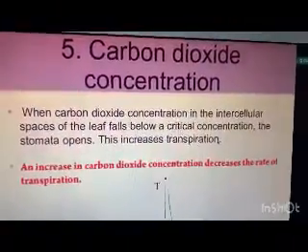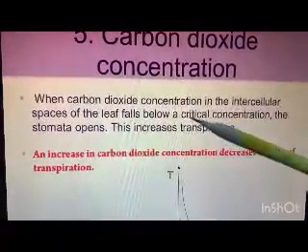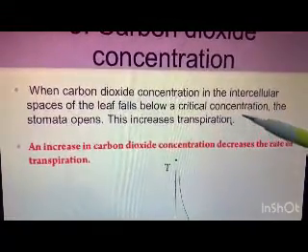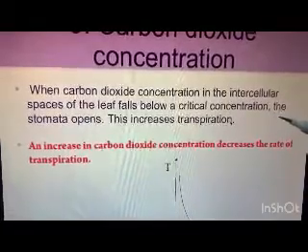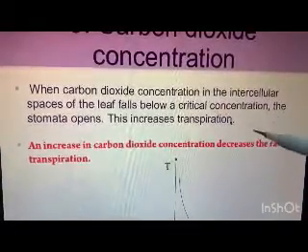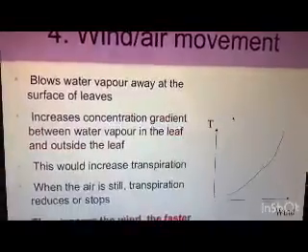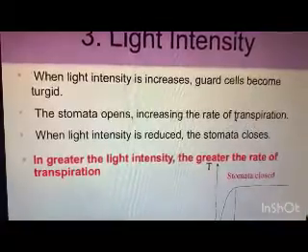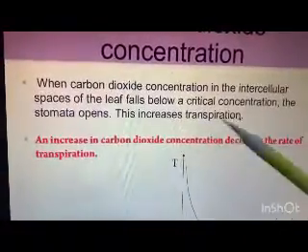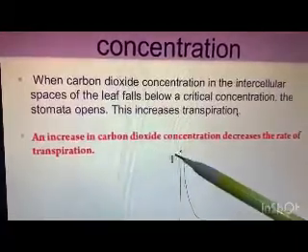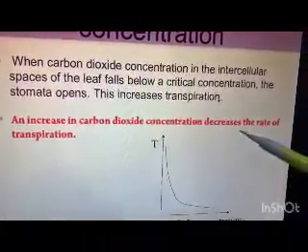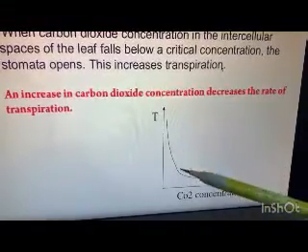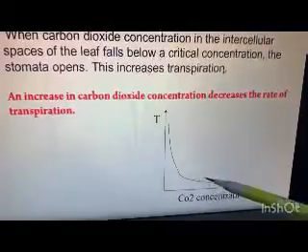Number 5 is the carbon dioxide concentration. When carbon dioxide concentration in the intercellular spaces of the leaf falls below the critical concentration, the stomata open. This increases transpiration, as we have discussed previously. An increase in carbon dioxide concentration decreases the rate of transpiration.